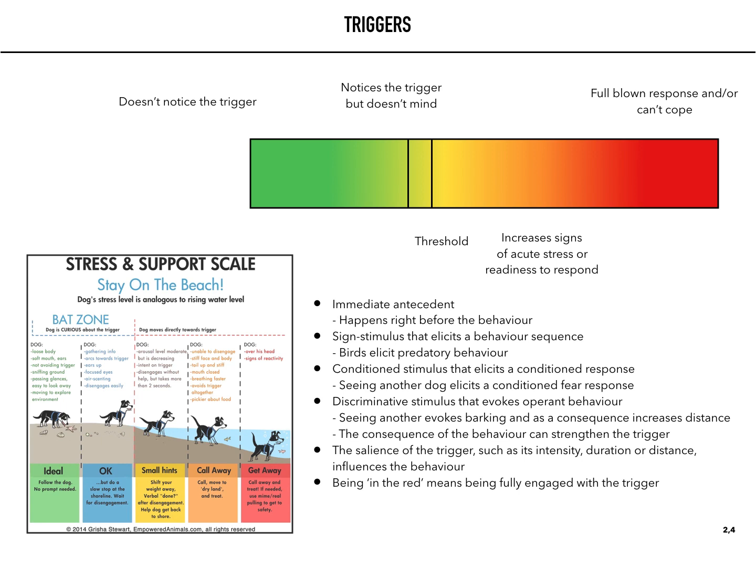As you've seen in the previous slide, triggers plus motivation result in a response. The context matters. Triggers are immediate antecedents. They happen right before the behavior and elicit or evoke a behavioral response. Types of triggers can be a sign stimulus that elicits a behavior sequence, such as birds eliciting the predatory behavior, a conditioned stimulus that elicits a conditioned response, such as seeing another dog eliciting a conditioned fear response, or a discriminative stimulus that evokes an operant behavior. The salience of a trigger, such as its intensity, duration, or distance, influences the behavior too.